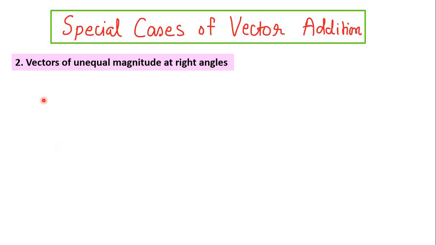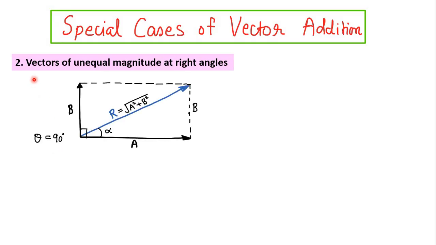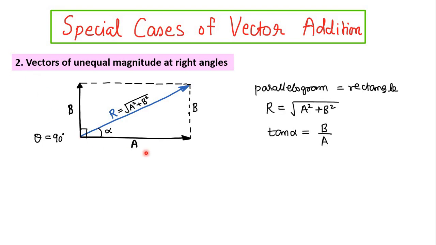In the second special case, the vectors are of unequal magnitude, and they are at right angles. So look here, the parallelogram will form a rectangle. The parallelogram is a rectangle. As you can see, one side is equal to a, the other side is b. They are unequal sides, but the angle between the two vectors is 90 degrees, theta is 90 degrees. So the resultant using Pythagoras theorem directly will be root of a square plus b square, and this angle alpha can be written as tan alpha is equal to height b upon base a. That's so simple.